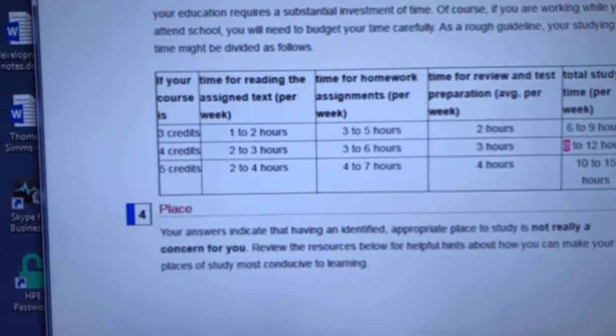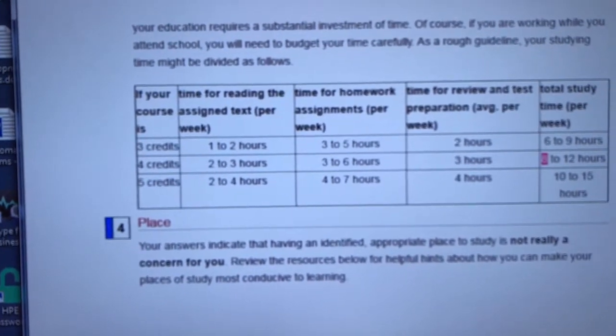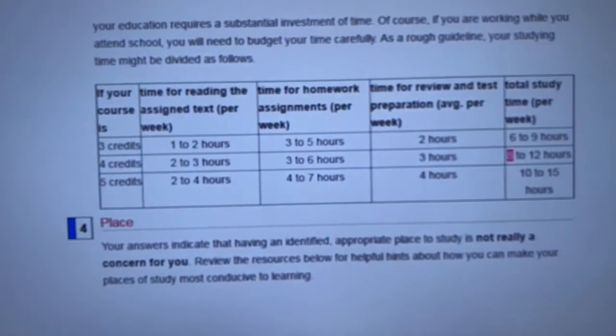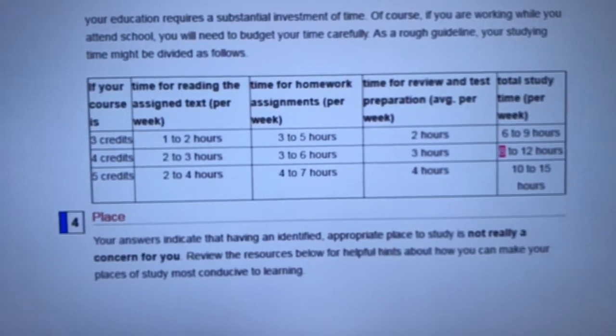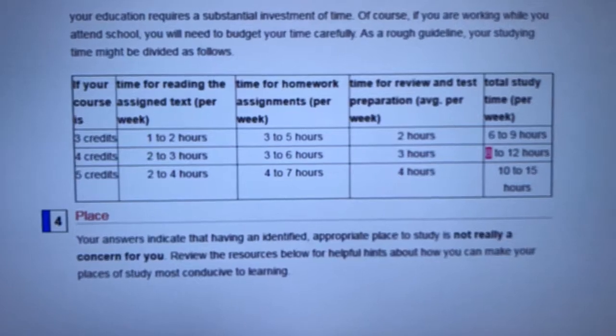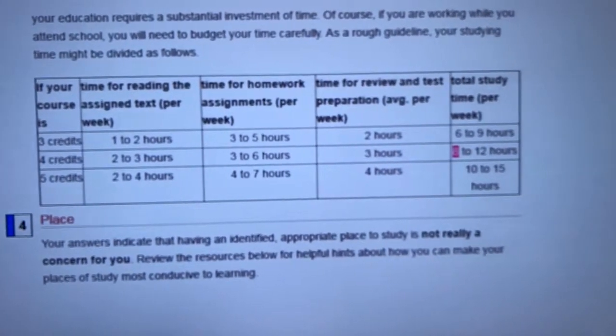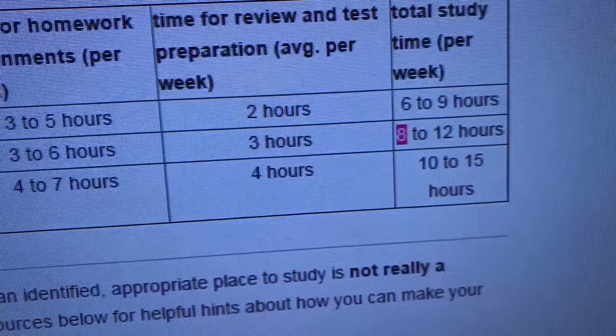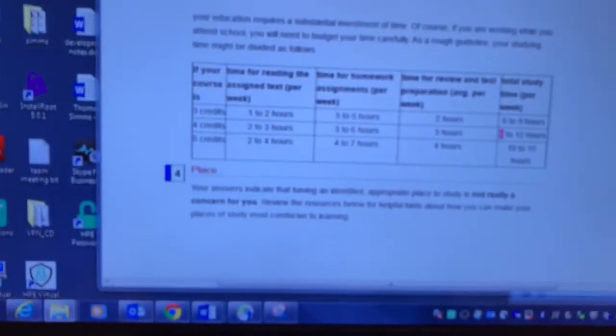What this is stating is that for 4 credit hours, so that's where we're at. Time for reading the assigned text, we're looking at 2 to 3 hours per class. Time for homework, 3 to 6 hours per class per week. That's just per week. Time for review and test preparation, 3 hours. So they're giving you a minimum for 4 credit hours of 8 to 12 hours per week study time. Now, if we take the minimum, that's per class, we're looking at 8 hours of study time per class, or for 3 classes, that would make you full time.